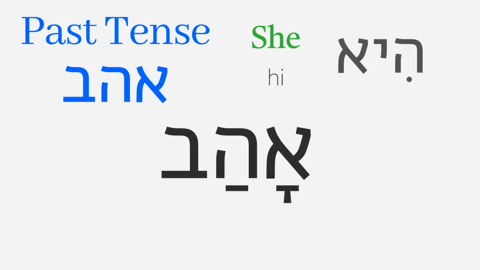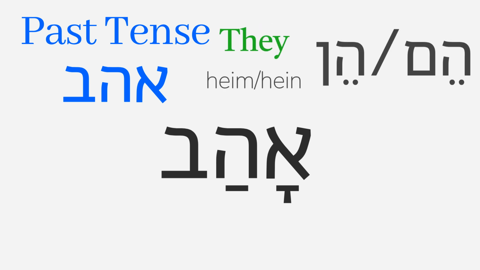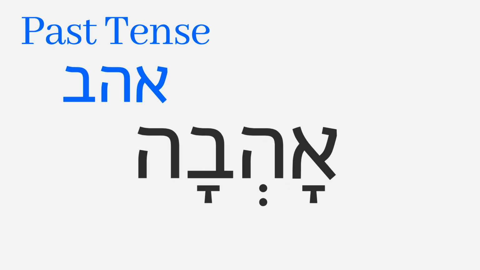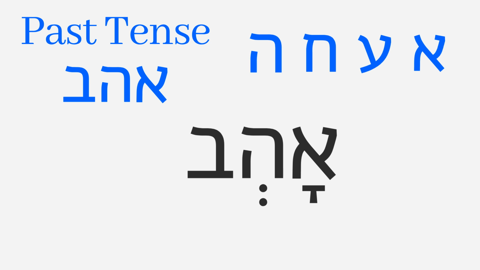To make the he, she, and heim and hein, they forms of the past tense, we usually take this hu form, shorten the second vowel, the patach, to a shva, and add a for the he form, and u for the heim and hein form. But if we did this, we would be putting a shva under the letter hey. Remember that the letters aleph, ayin, chet, and hey often do not like to take a shva.